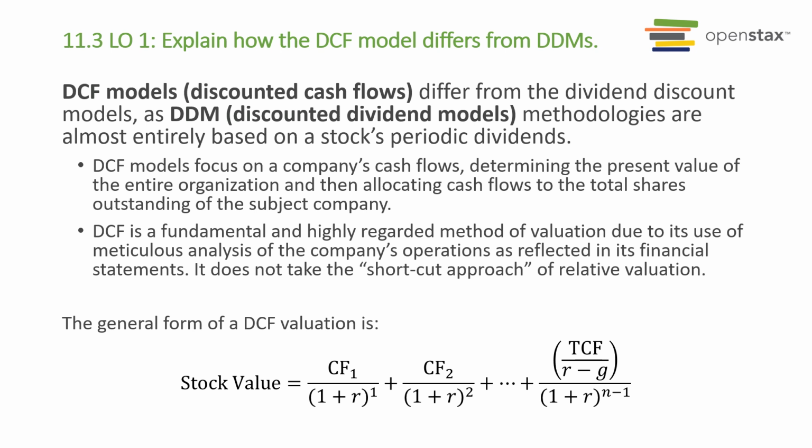The general form is described in the equation below. The stock value equals cash flow over each period in time divided by 1 plus the interest rate raised to whatever period in time, plus finally terminal cash flow divided by R minus G, all divided by 1 plus R raised to the n minus 1.